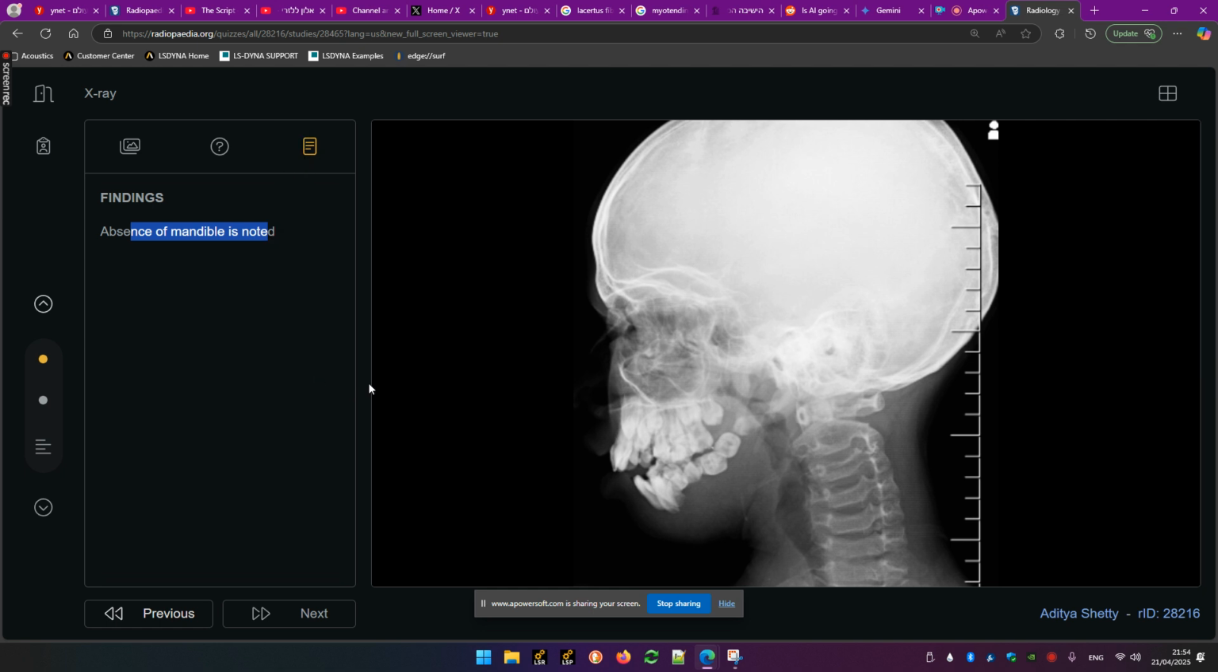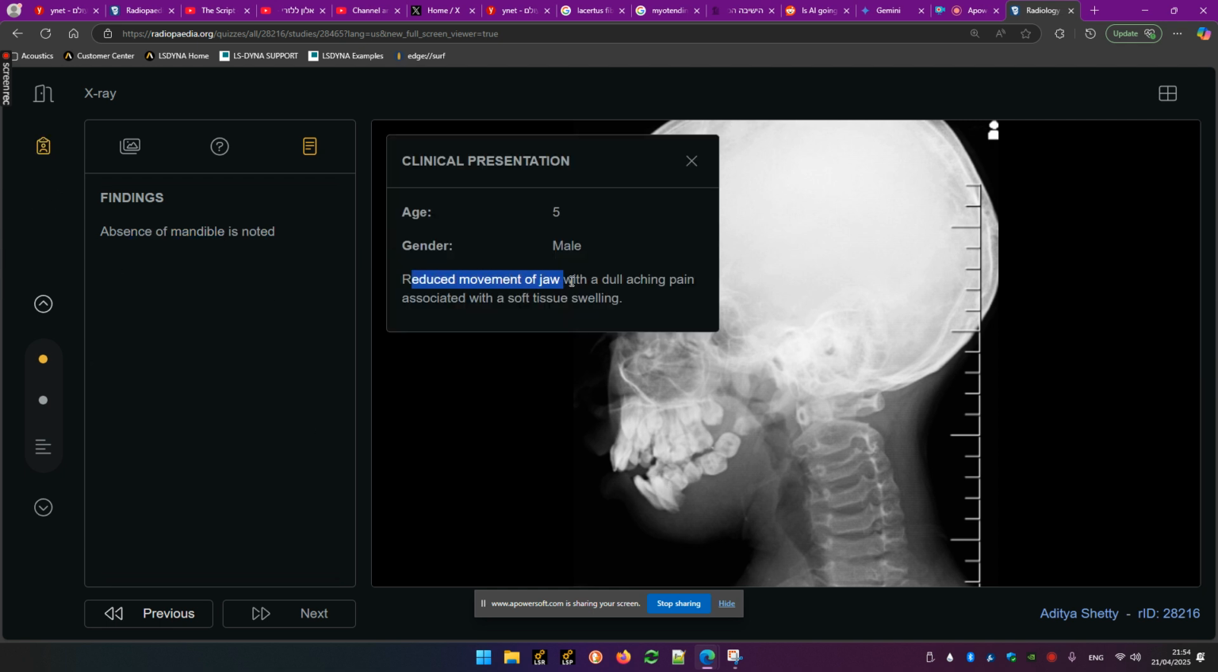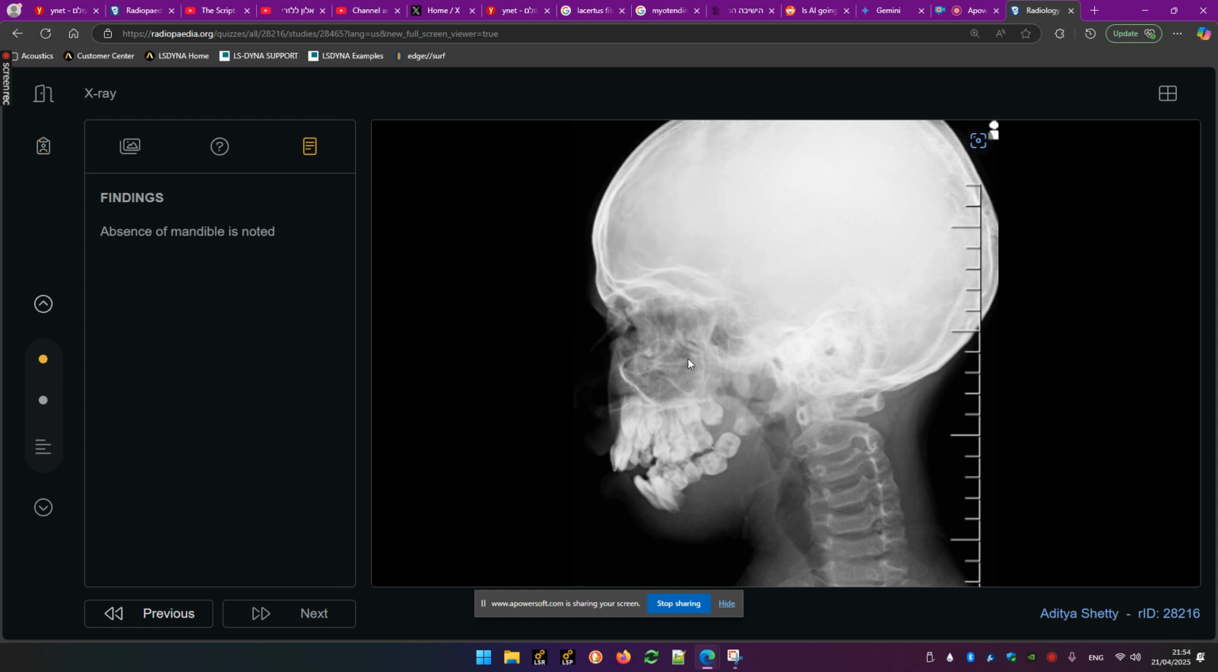Absence of mandible is noted. Oh gosh, that is quite true. There is no mandible right over here. What was the reduced movement of the jaw with dull aching pain associated with soft tissue swelling? Oh my god, I missed a total mandible. So where did those teeth come from, if not from the mandible? Okay, from the gingiva and everything, but okay, there is no mandible.